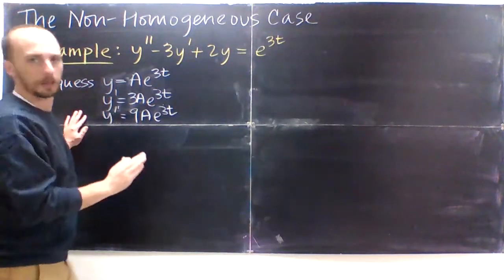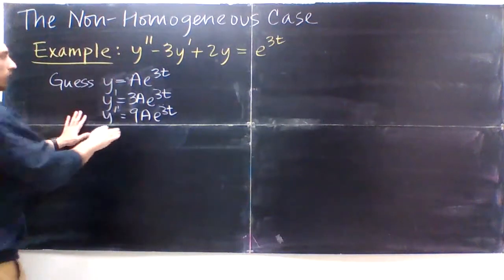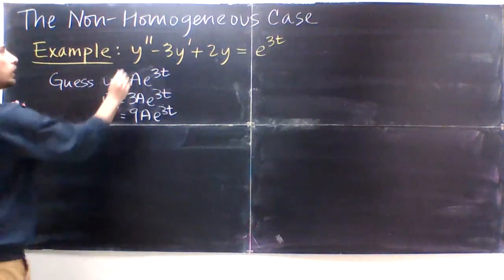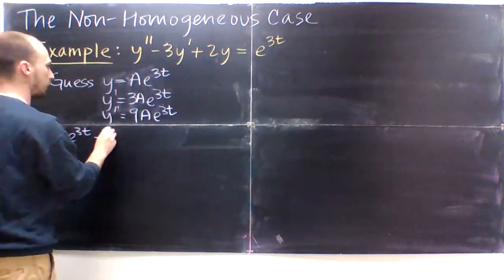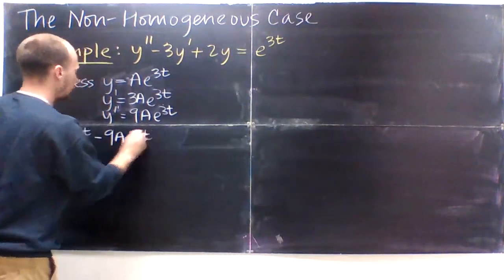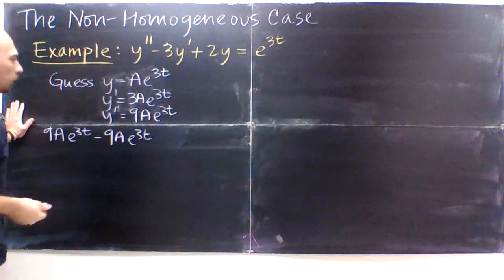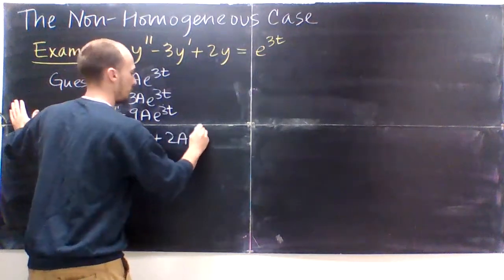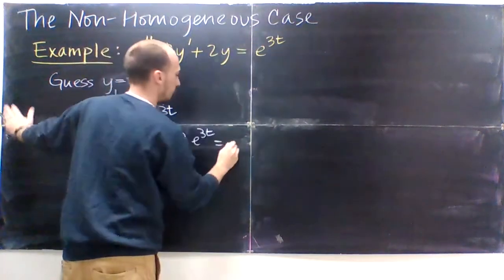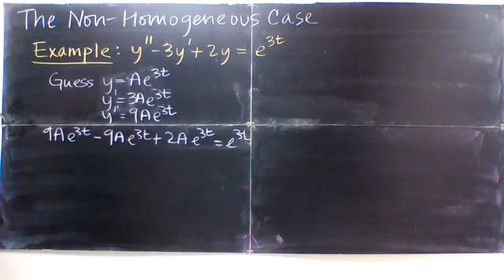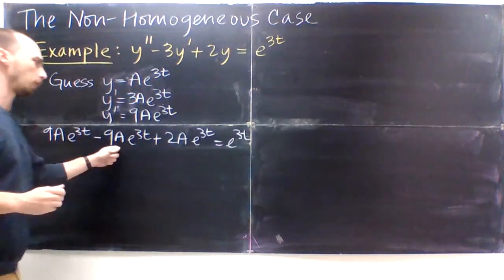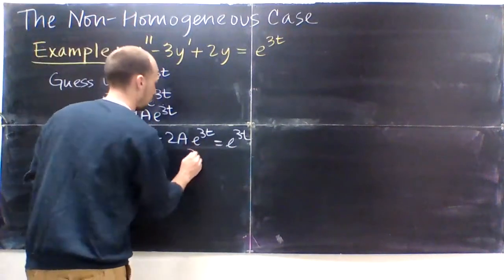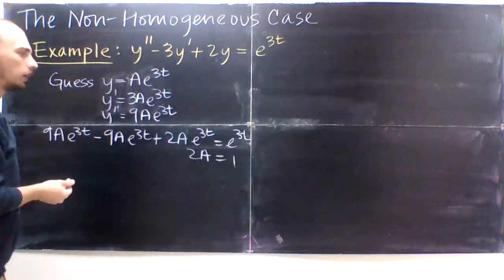I'm not gonna be able to just say this and mentally do the algebra. I'm gonna have to go in and take y double prime, 9a e to the 3t, minus 3y prime will be minus 9a e to the 3t. Oh, so I'm back to this 0 situation. But then I'll have plus 2a e to the 3t equals 1e to the 3t. Okay, this is good, right? Because this is 0. That's 2a e to the 3t equals 1 e to the 3t. This whole equation boils down to 2a equals 1 and a equals a half.